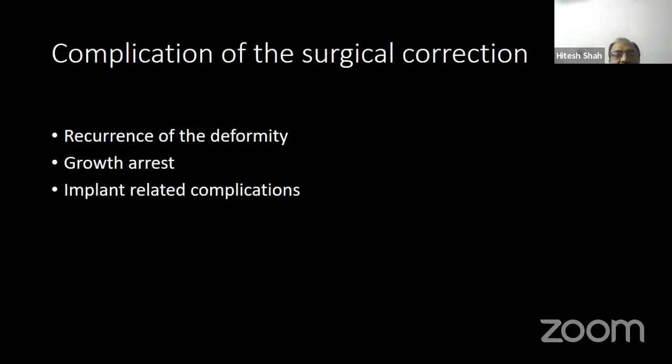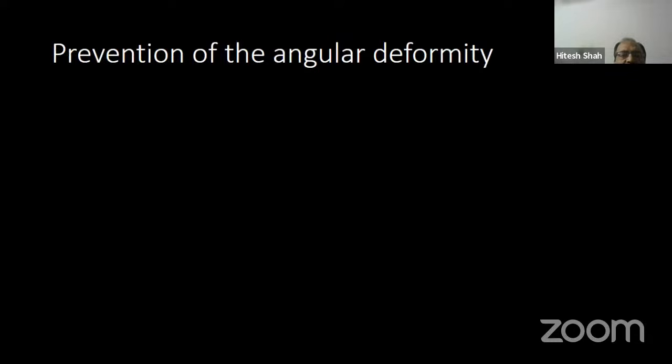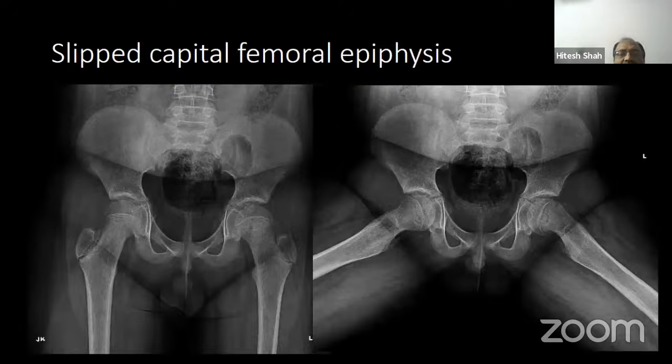This is the case of complications of the surgical corrections. That is very common. As I said, recurrence of the deformity is common. Growth arrest is common, whether it is iatrogenic or due to the etiology of the disease, or implant related complications would be common after the correction of Coxa Vara. How to prevent the deformity?